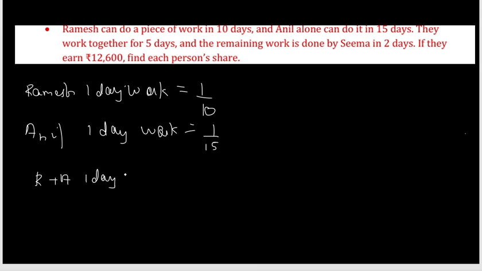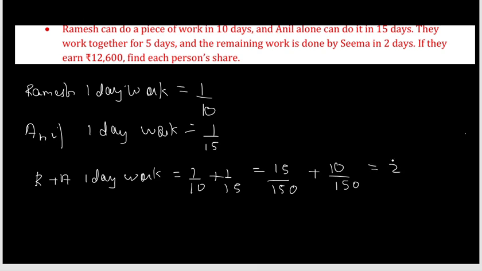if we work together, we'll get 1 by 10 plus 1 by 15. Now you have to do cross multiplication. So you'll get 15 over 150 plus 10 over 150. You'll end up with 25 over 150. If you cancel, it will come out as 1 upon 6.